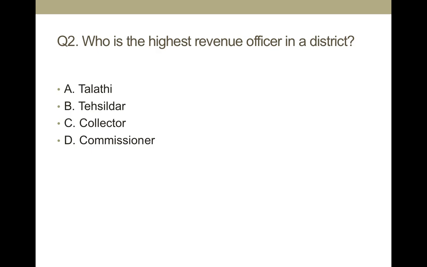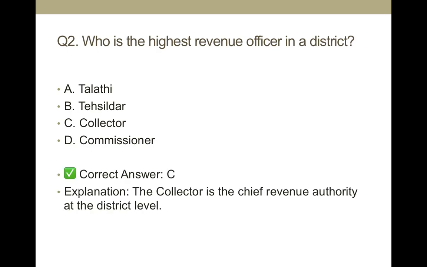Question 2. Who is the highest revenue officer in a district? Option A, Talati. Option B, Tehsildar. Option C, Collector. Option D, Commissioner. So correct answer is option C. That is, Collector is the chief revenue authority at a district level.